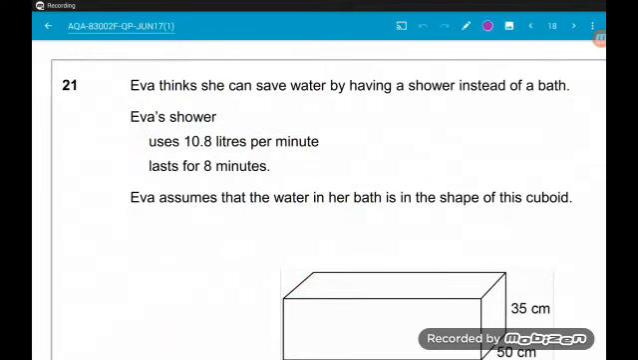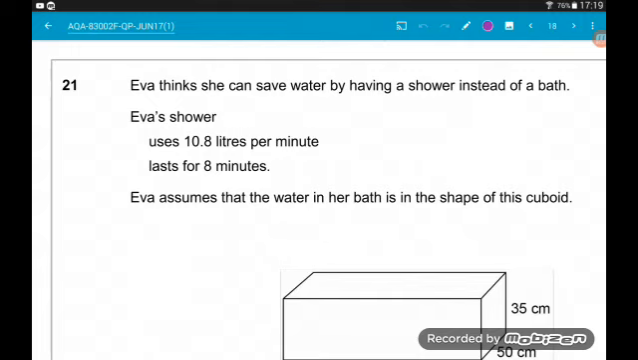Guys, this is part 3 of the June 2017 AQA paper 2F. So, we're doing the last few questions and we'll finish the paper. It's calculator, it's foundation, a link to the AQA website is in the description below. We're starting at question 21, so let's get cracking.